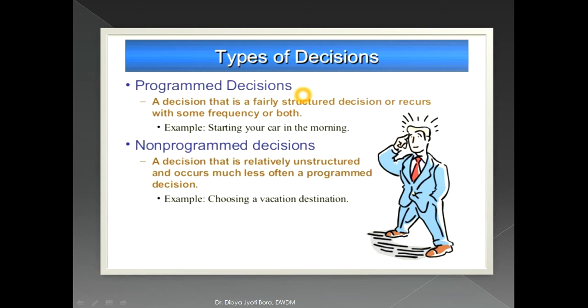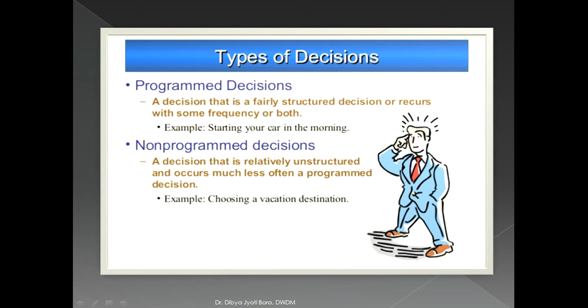Program decision: a decision that is fairly structured or recurs with some frequency or both. What this figure says is that a program decision is a kind of fairly structured decision. Not just structured, it says fairly structured. And then recurs, this word also means a lot. You'll see why this figure uses the term recurring. Recurring means those tasks which repeat again and again with some frequency or both, say on an everyday basis or on a weekly basis. So that is program decision.